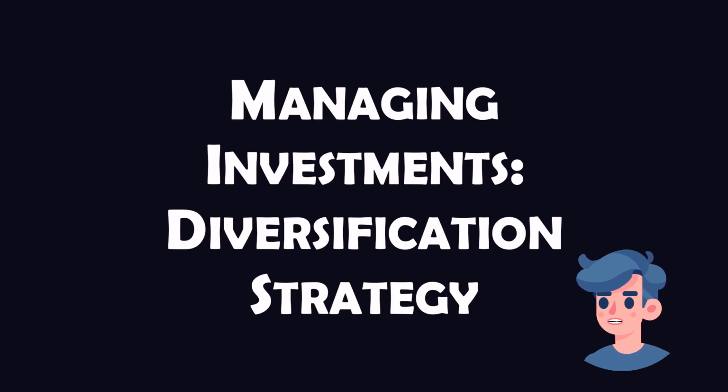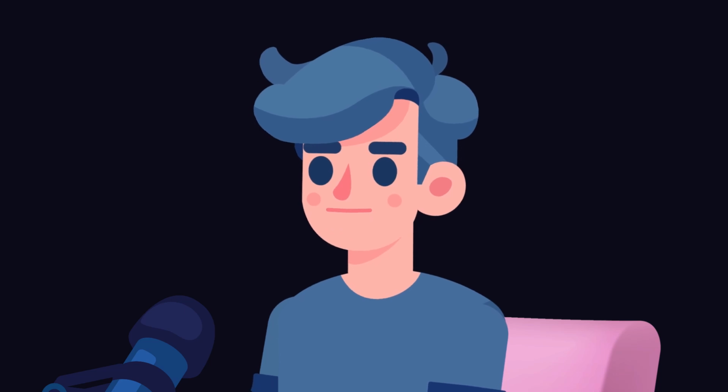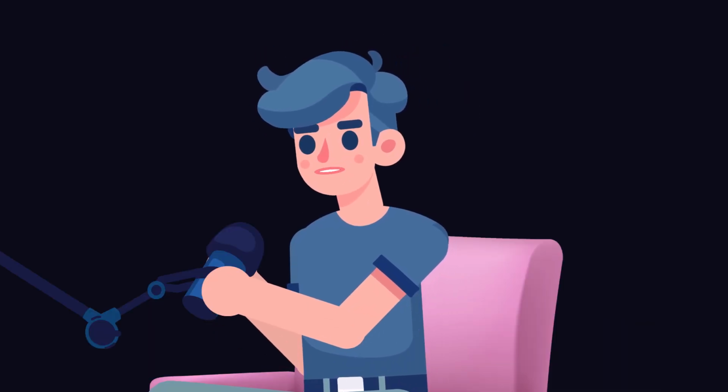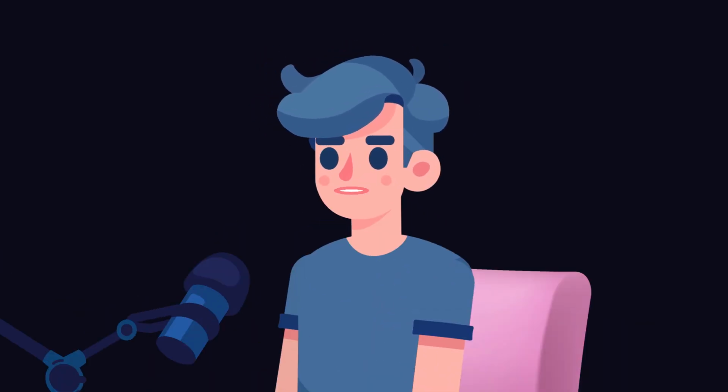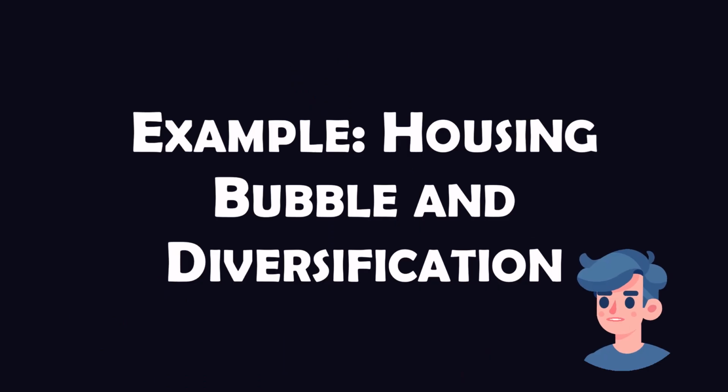A practical question: how do you manage investments during periods of irrational exuberance? Diversification can be a crucial strategy. By spreading investments across various asset classes, sectors, and geographies, you can mitigate risks related to overvaluation in any single market. Here's a quick example.